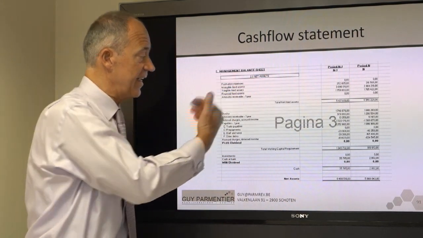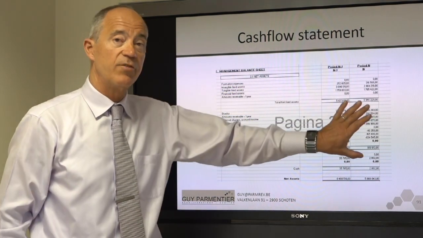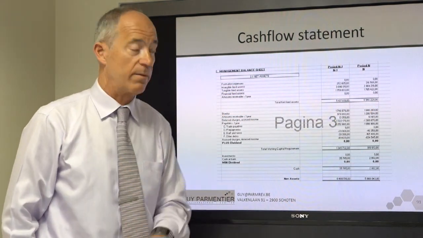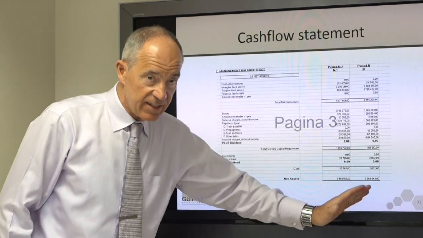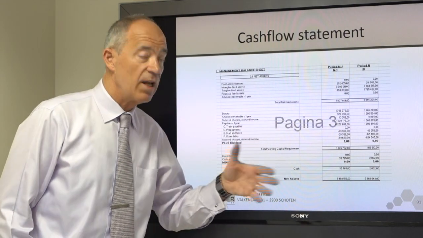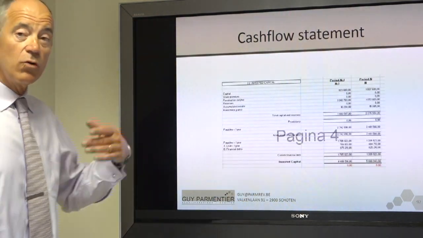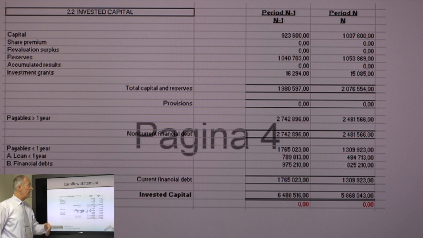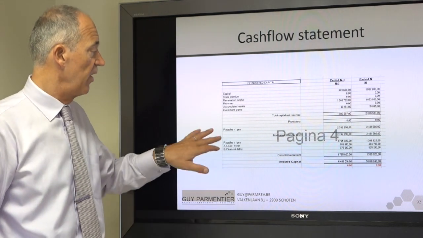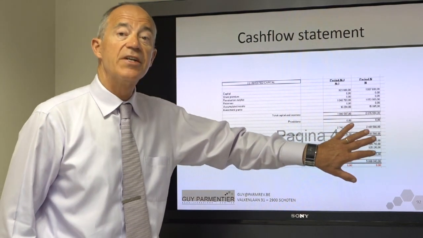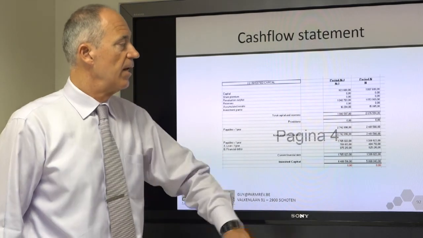You have the fixed assets, and you also have the working capital requirement, as you can see here, as one block, and here we have the liquidities. This is the asset side of the managerial balance sheet. Now we go to the liability side. The source of financing, which is the invested capital: we have capital and reserves, the equity of the company. We have the payables longer than 1 year, the long-term interest-bearing debts, and the short-term interest-bearing debts on this balance sheet.